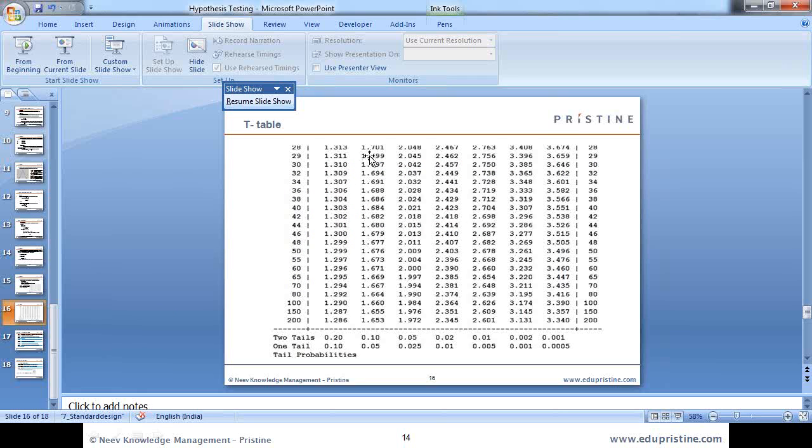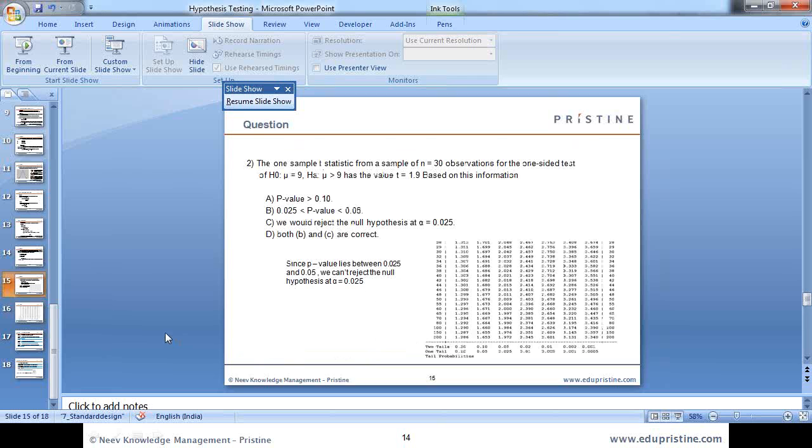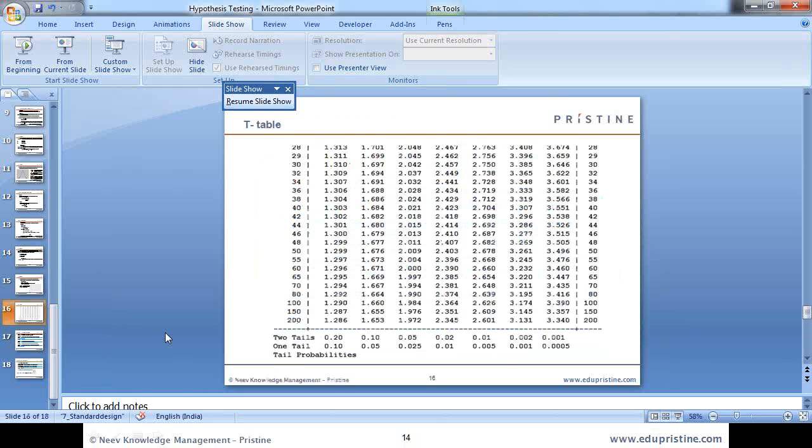Our test statistic is 1.9, which falls between these two values. Since this is a one-tailed test, we have to look at the values for that probability. So it tells us that the p-value lies between 0.05 and 0.025, which is option B. The p-value gives the minimum significance level at which we can reject our null hypothesis. If our p-value is greater than 0.025, we can't reject the null hypothesis at a significance level of 0.025.